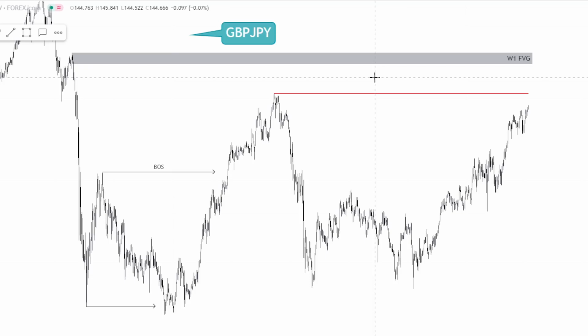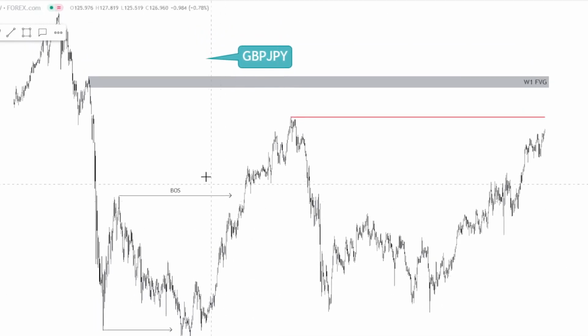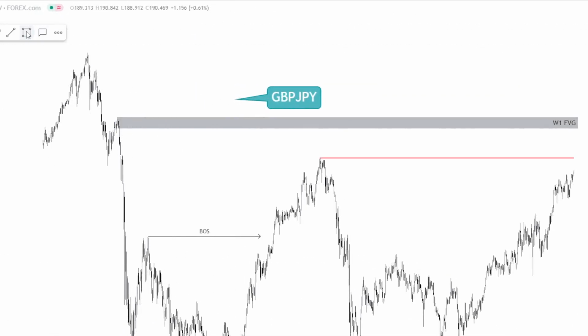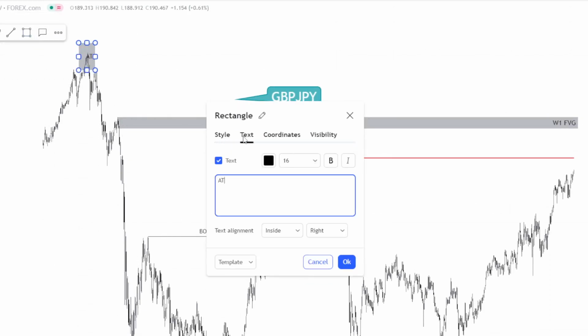So GBPJPY. Here on the monthly time frame, let's begin to break things down from an ICT perspective, or just from a higher time frame analysis perspective, right? What we've had over here is price give us our all-time high up here. This was back in 2007, right? So this is our all-time high, ATH.